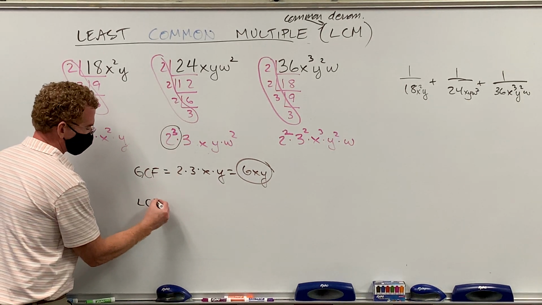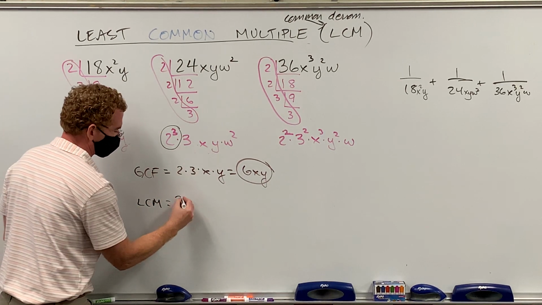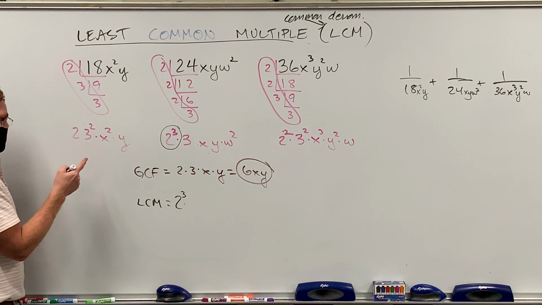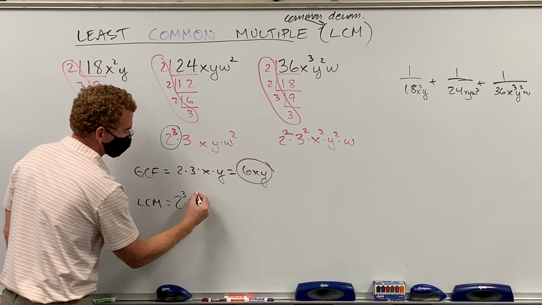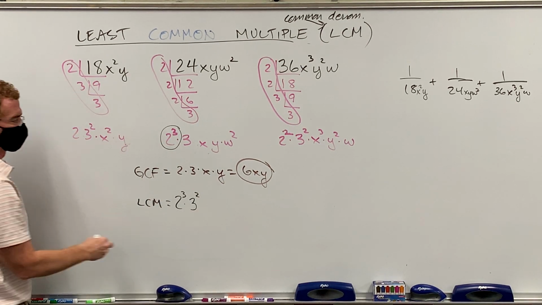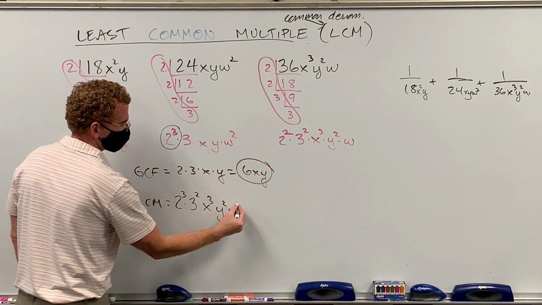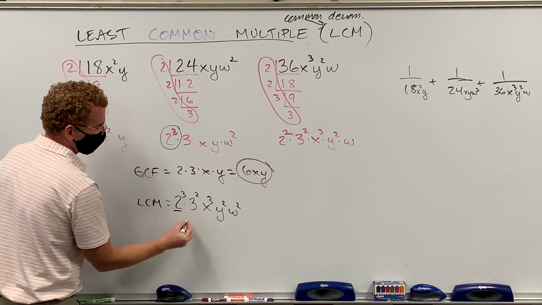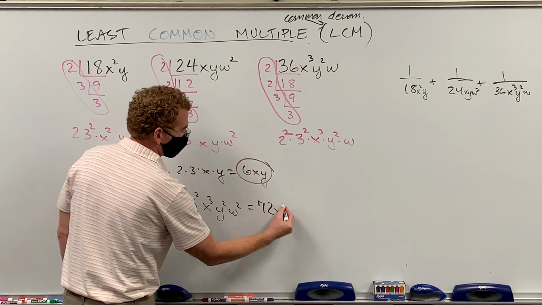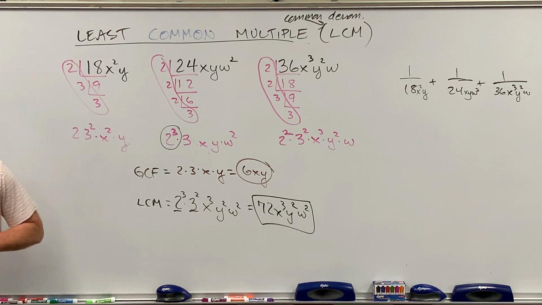So for the LCM, I could say the most number of 2's is 2 cubed, which means they're all going to have a 2 cubed. What's the most number of 3's? 2. So 3 squared, I have two 3's. What about the other factors? The most of the x's? X cubed, y squared, and w squared. And then what do you think 8 times 9 is? There's that 72. So my advice to you is have a plan when it's not really obvious.